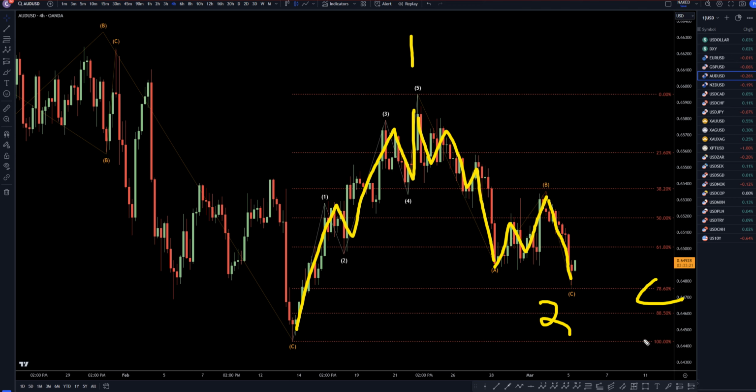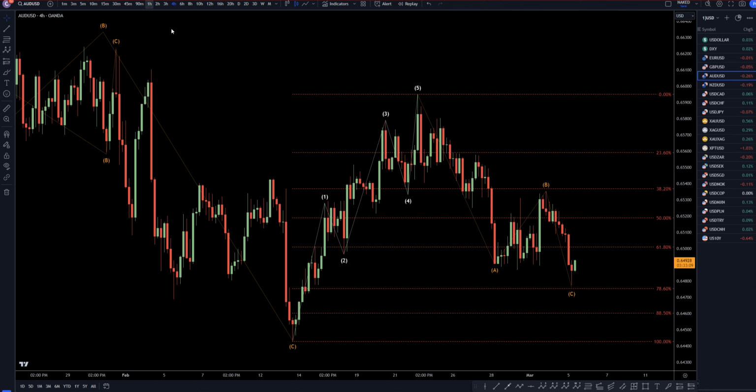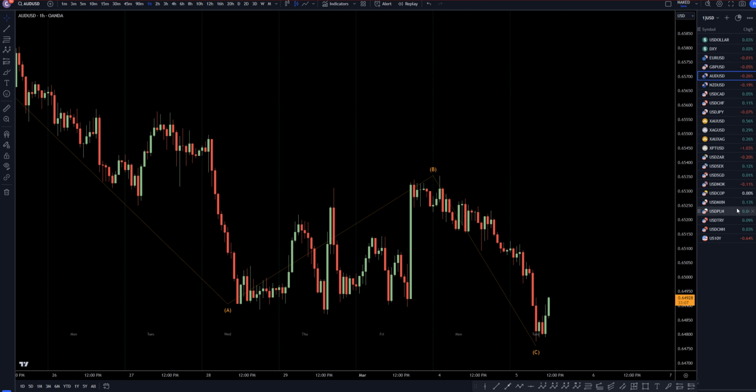We are right at the 78.6, so if it respects this level, turns into a big engulfing move to the upside, I definitely would take it as a long for the continuation of this uptrend, hopefully a big wave 3. So let's keep all that in mind. Let's take it right down to the 1 hour time frame. On the 1 hour time frame, it is definitely turning up pretty strong.